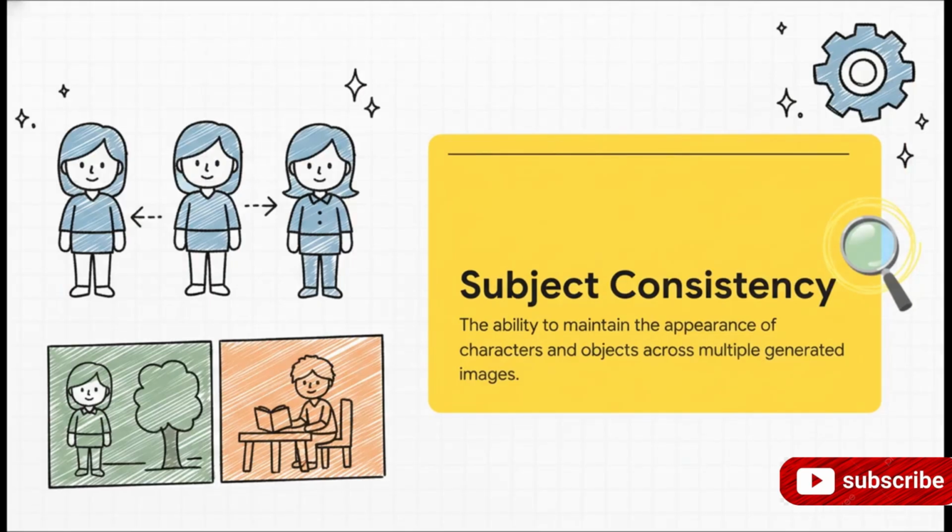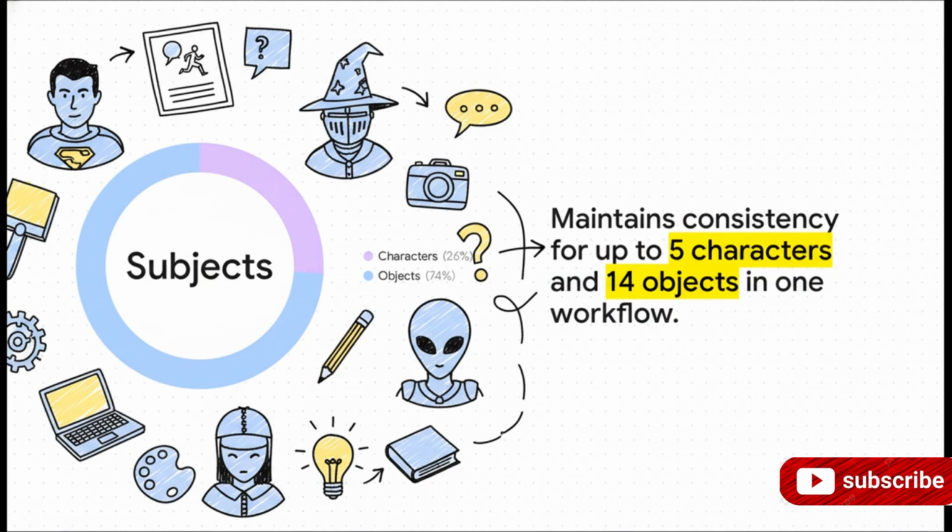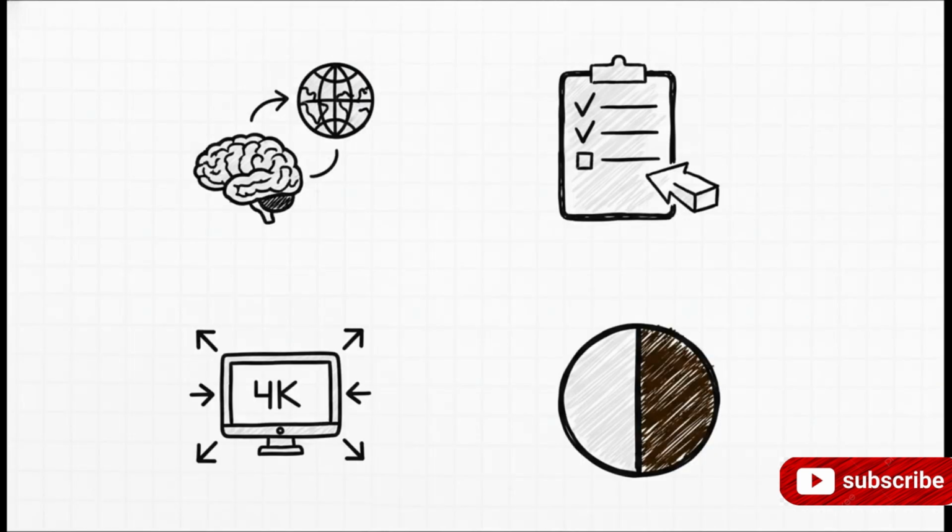Now let's talk about something that is a massive breakthrough for anyone trying to tell a story. Subject consistency. This is the holy grail. It means you can create a character and then generate another image of that exact same character doing something else without their face suddenly changing or their clothes magically being different. And it's pretty powerful. In a single session, Nano Banana 2 can keep track of up to 5 unique characters and 14 different objects. Think about what that means. You can actually create storyboards, comic book panels, or step-by-step guides where everything looks consistent from one frame to the next. That's huge.